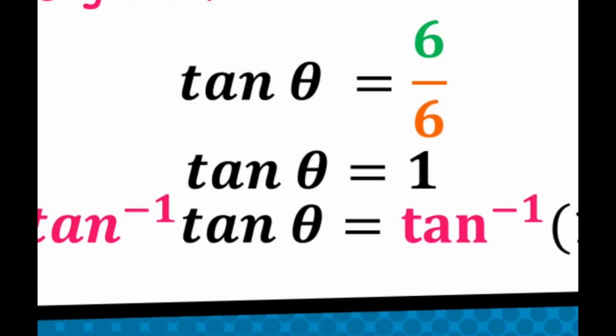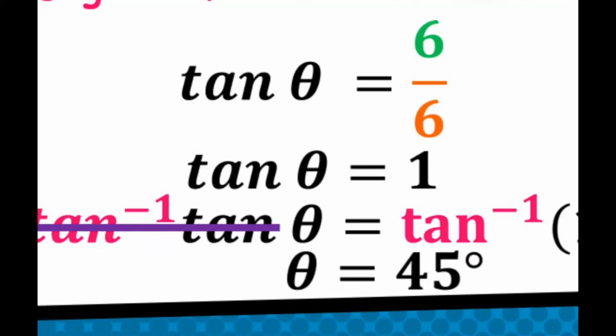So going back to this, we just did that. That would give us 45 degrees. And we should note that when two sides of a triangle are the same, that's a 45, 45, 90 triangle.